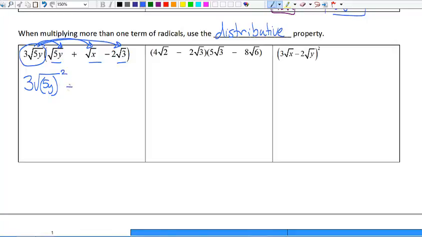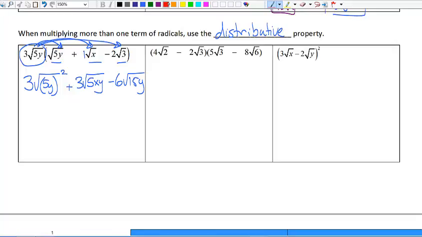On the next term, we have outsides multiply. Well, there's an invisible 1, so that's 3 times 1, or 3. Insides multiply. Now I can't write it as a squared like I did on the first one because it's not exactly the same, so I'm just going to go ahead and multiply the insides. And on the last one, 3 times negative 2 is negative 6, and the square root of 5y times 3y is 15y.